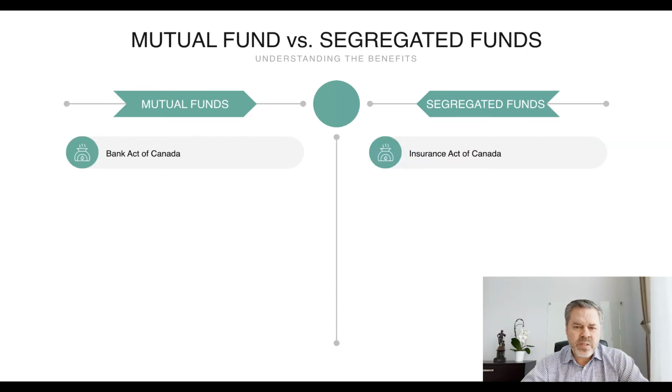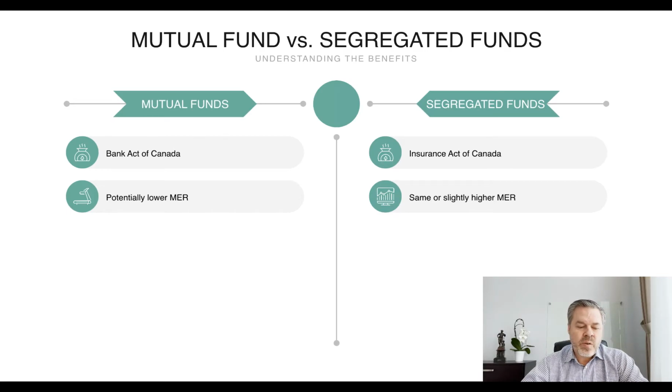A mutual fund is regulated by the Bank Act of Canada, a segregated fund by the Insurance Act of Canada. That's why you cannot buy a segregated fund at a bank. You need to have an insurance license to sell segregated funds. Mutual funds have lower MERs, management expense ratio. It's really the cost to you. What does it cost to invest in that particular fund? A segregated fund has the same cost or higher. I'm going to get into how that is right now.